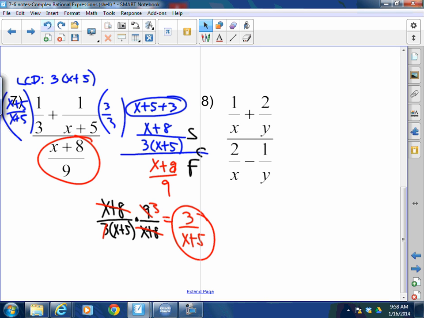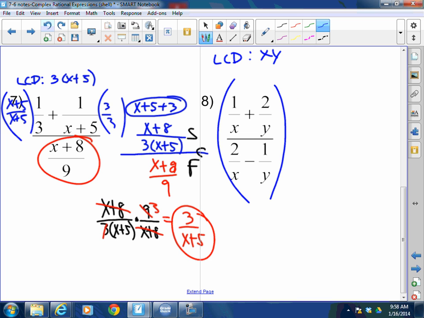All right, let's continue. LCD. This is definitely a method 2 one, though, guys. Okay, you guys are scared of the method 2. Let me show you. What's the LCD of everything? This is an easy one for this. XY. Multiply XY to every single numerator.